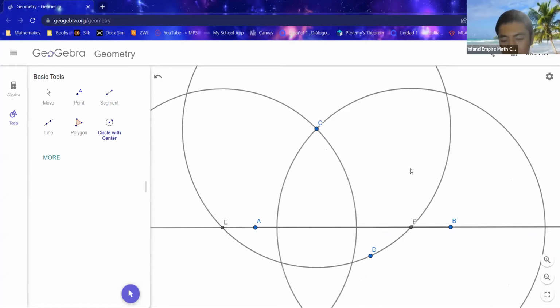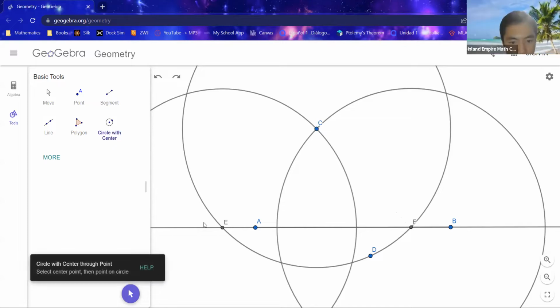And they're of the exact same radius, because notice that EC and CF are radii of the same circle, so they're exactly the same length. And from now on, we just use the method we used to construct the perpendicular bisector.